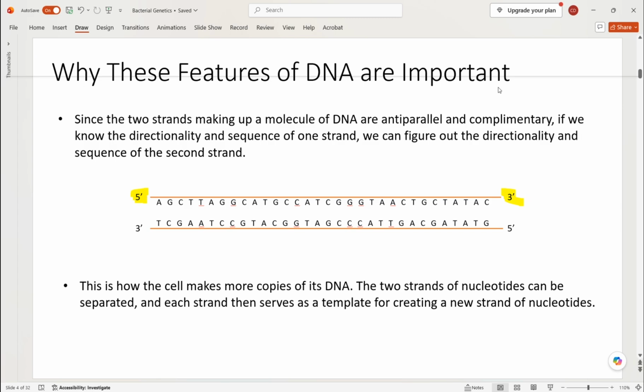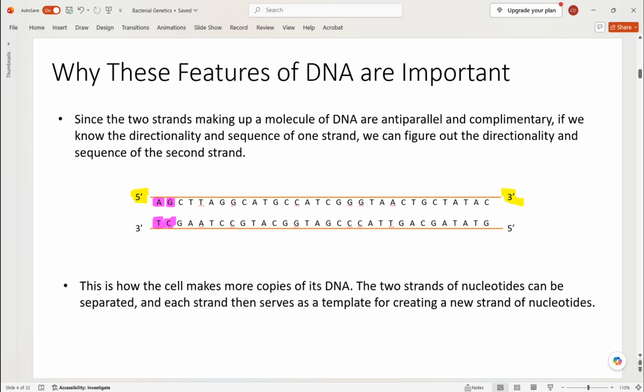The next feature, the fact that it's complementary, means if I only had this top strand and I know that there's an adenine first, I would say, hey, A pairs with T. So that means my bottom strand must have a thymine there. Well, if on my 5' to 3' strand I know guanine is next, I would know that on the other strand, cytosine must be next. Again, because they're complementary. If there's a G on one strand, the other strand must have a C. And you'll notice that this is always the case.